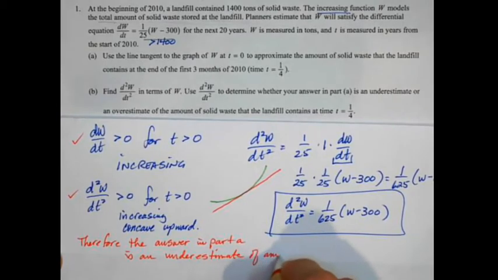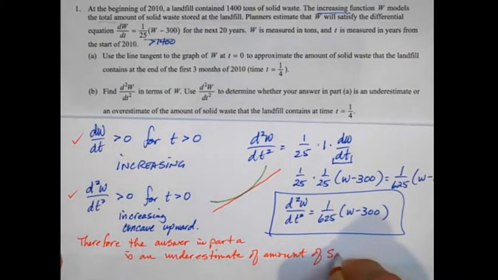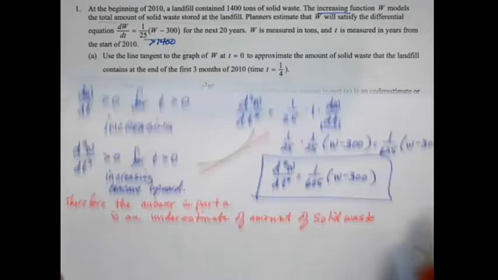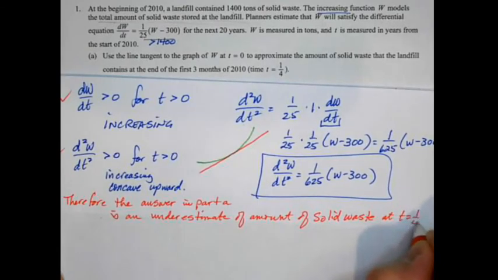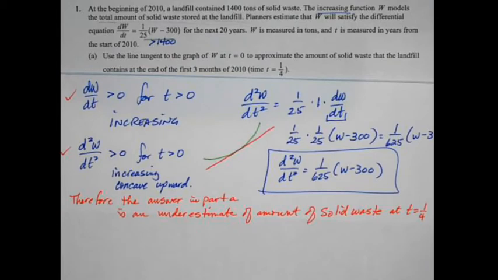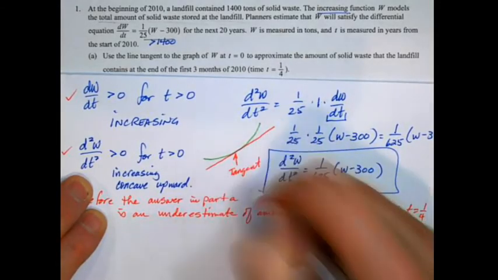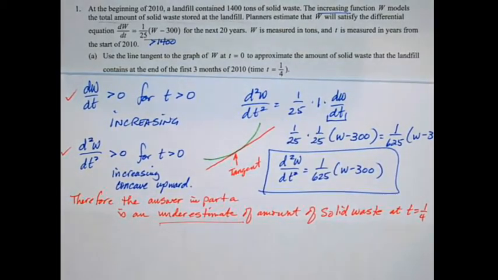Of the amount of solid waste at t equals 1/4. Okay, so I'll leave that up there. Again, if your derivative is increasing, your function is increasing, and your second derivative, concavity, is positive, everything's positive, your tangent line is going to be underneath it, so it's an underestimate. You really need to state whether it's an over or an underestimate. That's the biggest thing that you need to show.